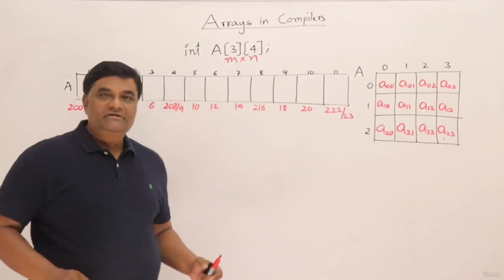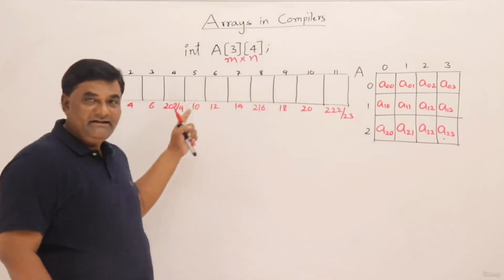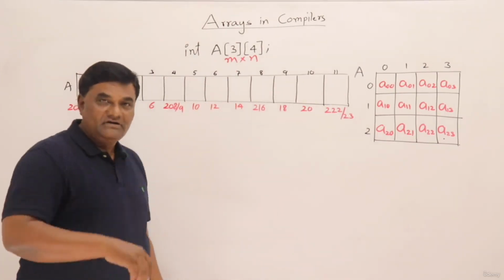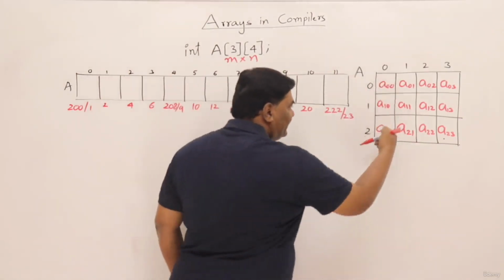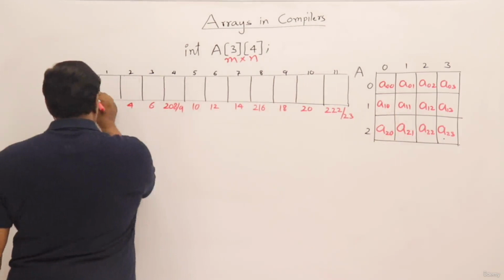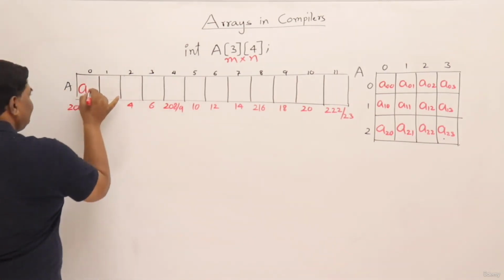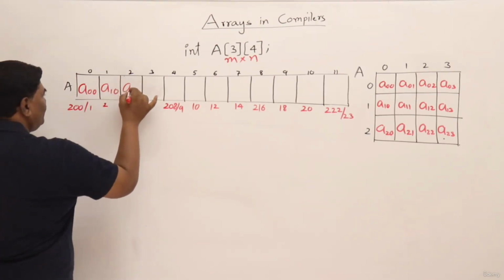For column major mapping, the elements of this two-dimensional array are mapped onto a single-dimension array column by column. So I will fill these elements column by column. These elements I will take. The first column elements are A[0][0], A[1][0], A[2][0].